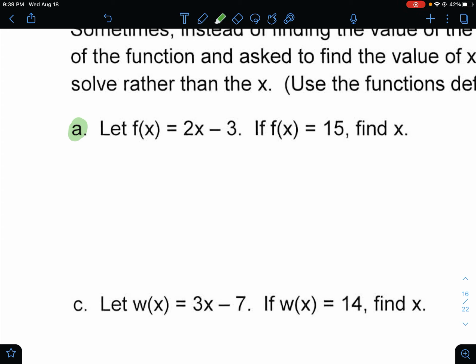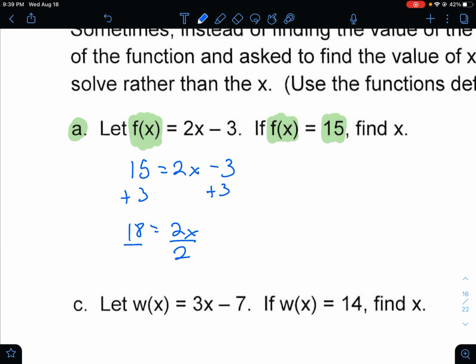Basically, all they're telling you is if they say f of x is equal to 15, what that means is you can just replace this f of x with 15. So you could rewrite this, and you set this function equal to 15. They're saying the function is equal to 15. What is x? So I go ahead and add 3 to both sides. I get 18 equals 2x. Divide by 2, and I get x is 9. So again, when you see something written like this, if they say f of x is equal to something, you can replace f of x with that value.